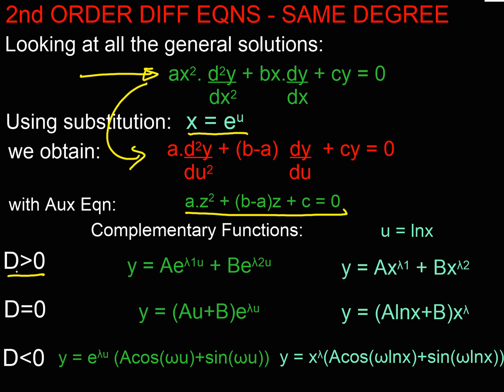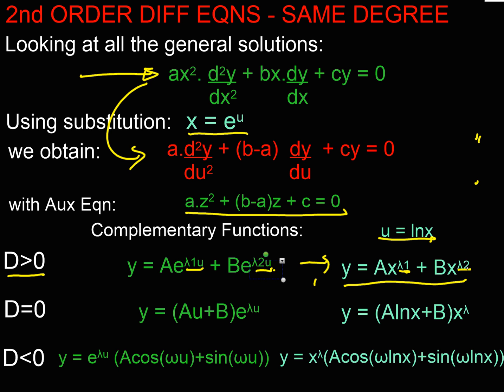If we've got a positive discriminant, we get two real roots, lambda1 and lambda2. We substitute them in there, and when I convert them back into x using that substitution, u equals ln x, I end up with a nice neat solution that looks like that. x to the power lambda1 and x to the power lambda2.